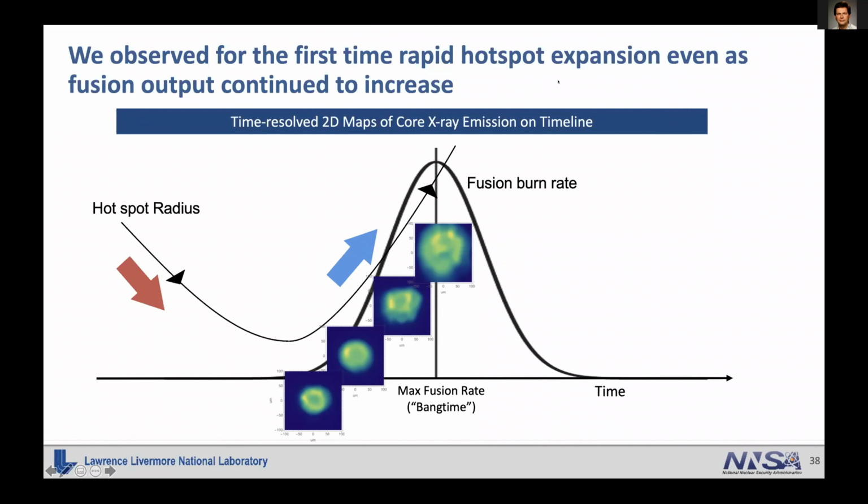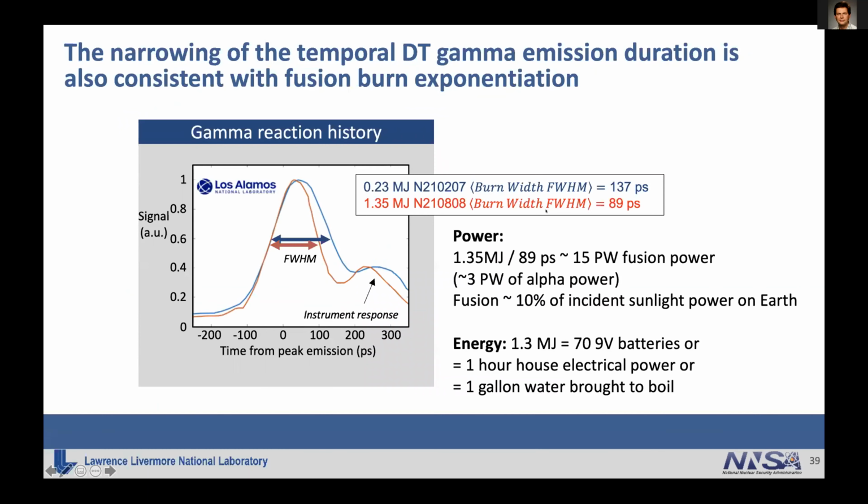First of all, we observed for the first time rapid hotspot expansion, even as the fusion output continued to increase. These are X-ray images in time over 100 picoseconds. What you see, which we've never seen before, is that when it reached minimum volume, it's emitting X-rays, but then it actually emits more and more X-rays as time goes on, even as it's exploding. That's proof that this alpha heating is just continuing to make fusion neutrons even after it's exploding. Very exciting for us. The burn width went from a full width half maximum of 137 picoseconds to 98 picoseconds. That is also an example of fusion burn exponentiation.